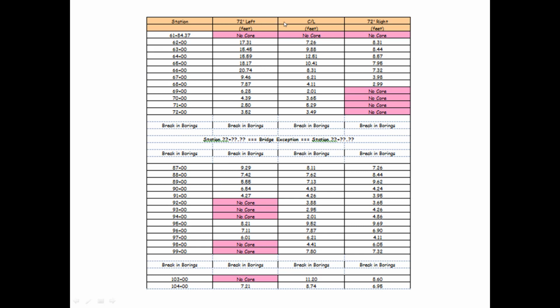You'll also see that we have a center line and a 72 foot left and a 72 foot right for the corings that they went out and drilled. You'll notice most of the center line cores were taken, and then sometimes on the left and right we didn't get a core for various reasons. So we take this information that we're given from materials and we create an Excel file out of it.